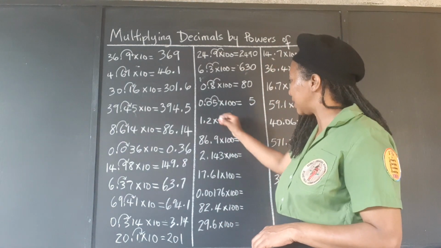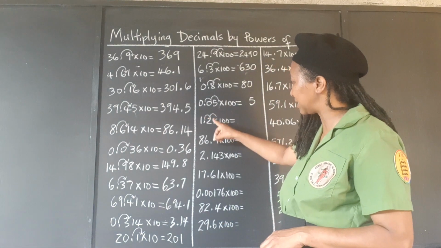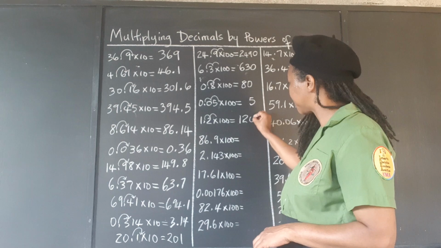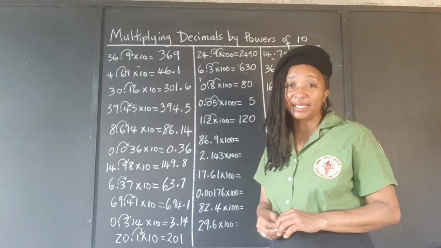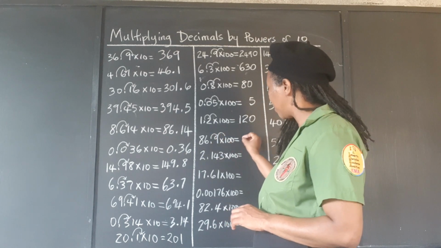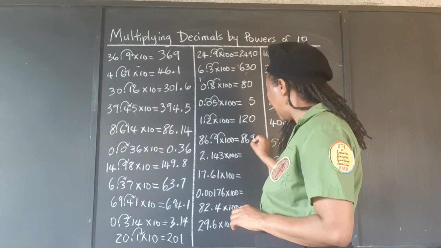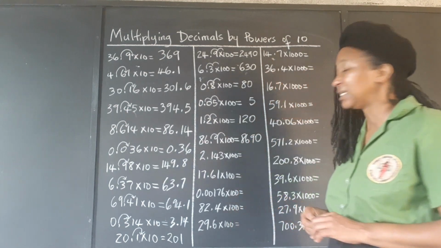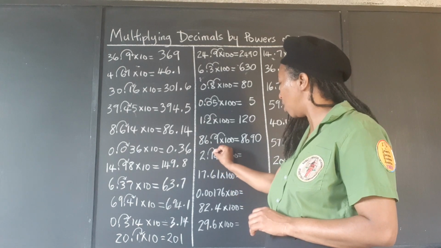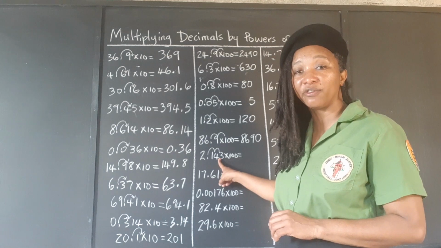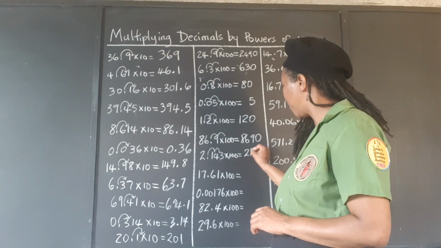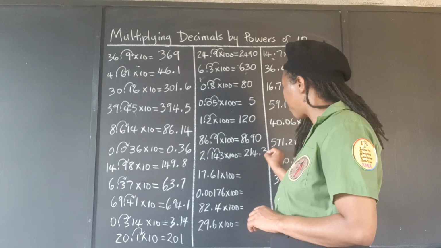Or 1.2 times 100, so that's 1, 2 places. We need to fill a 0 here, so that becomes 120. 86.9 times 100, we're moving 2 places. 1, 2, we need to fill a 0. 8, 6, 9, 0. So that's 8,690. 2.143, 1, 2 places. It's going to put it between the 4 and the 3. So now it's going to be 214.3.